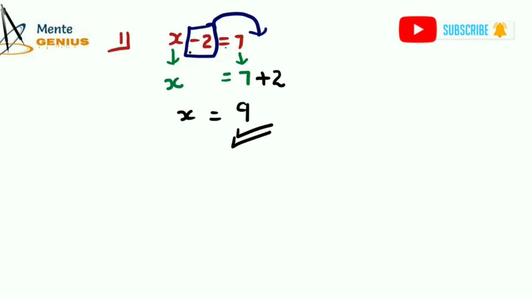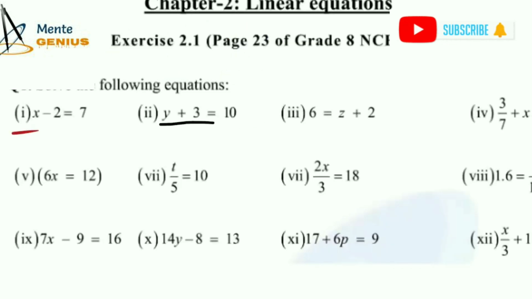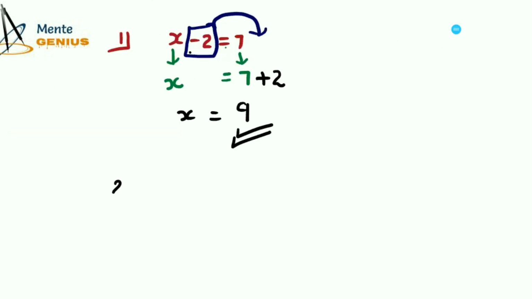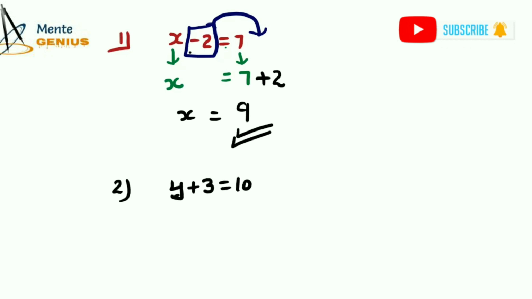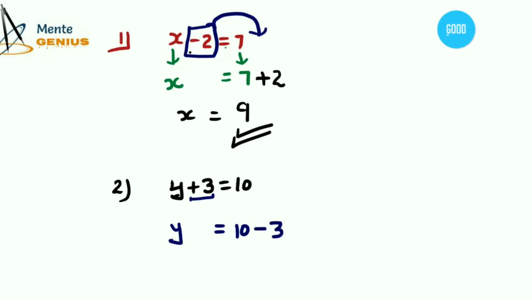So simple it is. Now let us move to the second question, which is y plus 3 is equal to 10. Here we are going to move the term which is along with y. Now my plus 3 will be converted to minus 3. When we move this term, 10 minus 3 will become 7. So here we have the value of y equal to 7.